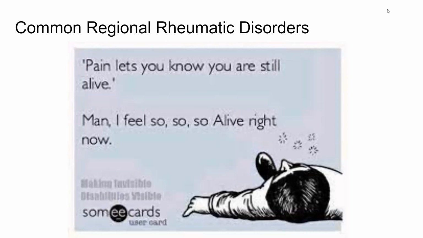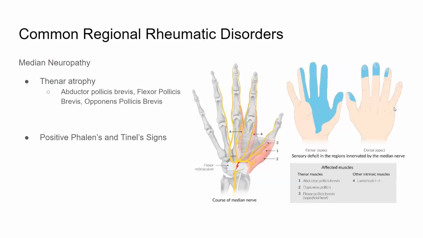All right, let's see. So the first one we're going to talk about is common regional rheumatic disorders. I tried to just go through the things that I thought were really high yield whenever we had the lecture and then had exam questions on it. So there were like 3 or 4 things I think that stood out to me in this PowerPoint, and one of them was just the median neuropathy.